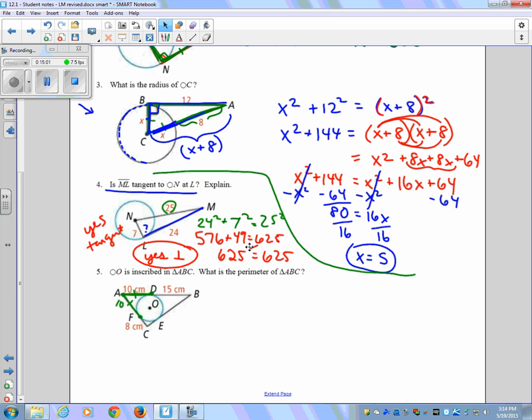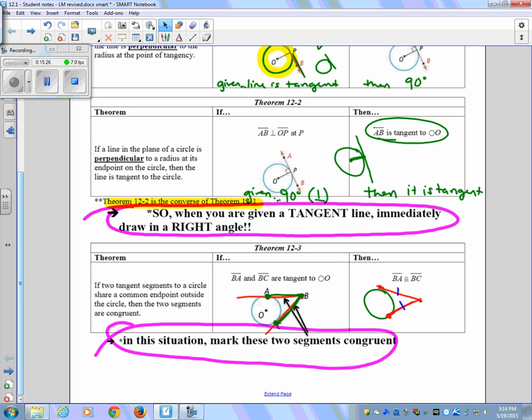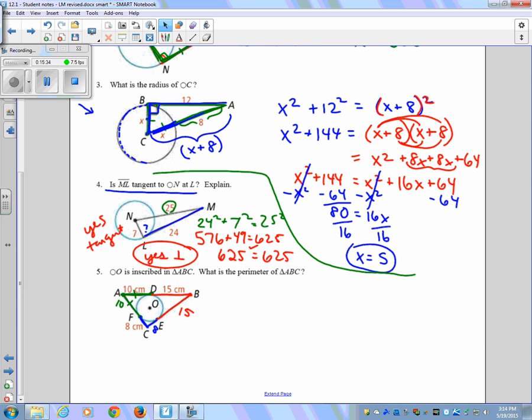Same thing down here. We have got a point outside. It's tangent and tangent. If this is 8, then this has to be 8. And then the last one, the point outside is B. From B to D is 15. Therefore, from B to E has to be 15. This was that last theorem that we did on the first page down here. Immediately mark these congruent if you have this situation where there's a point outside of the circle that's connecting to tangent lines. So then we should be able to find the perimeter.